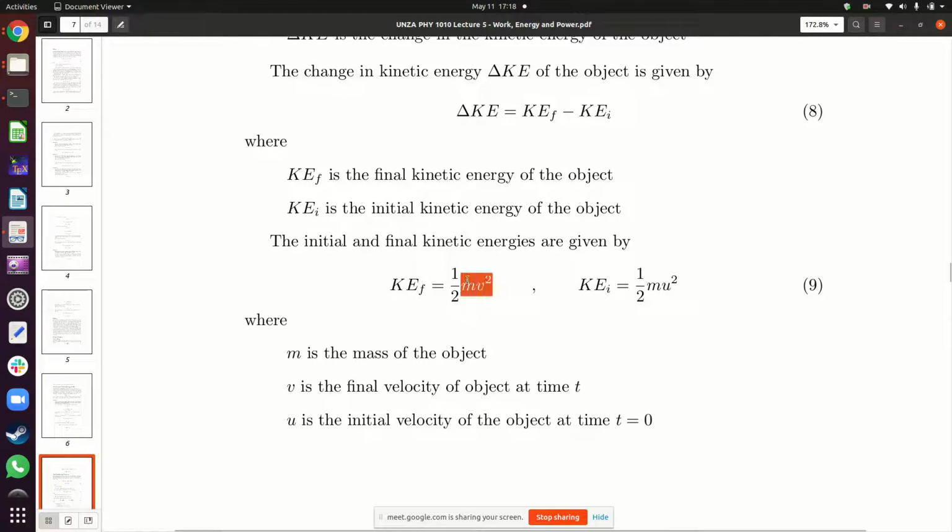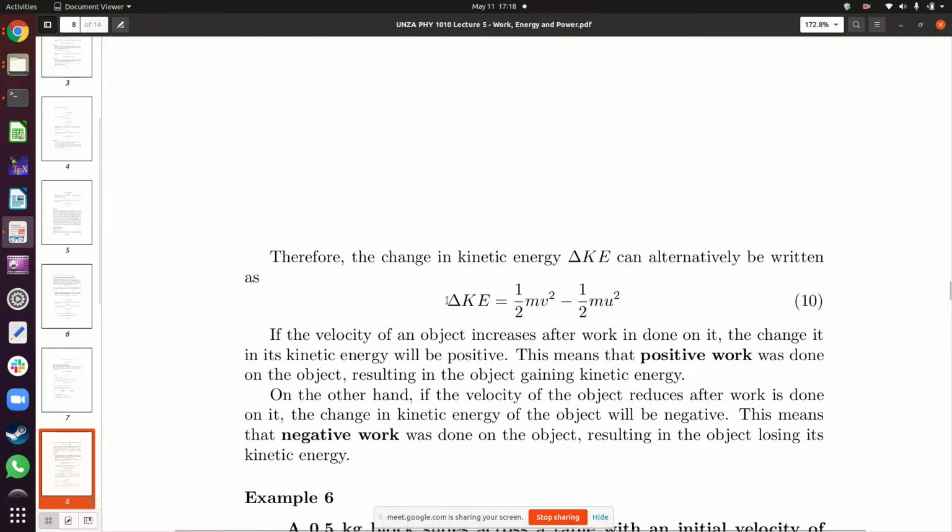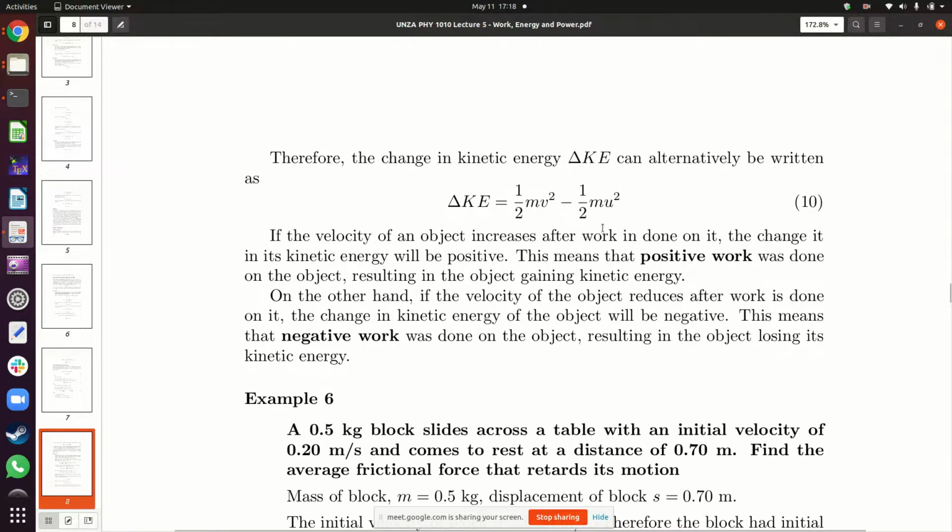So these expressions, half mv squared and half mu squared, give us the final and the initial kinetic energy. With these expressions, you can proceed to work out what your change in kinetic energy is going to be. The change in kinetic energy is going to be equal to half mv squared minus half mu squared, like that. So it depends, as you can see. If there is an increase in kinetic energy, then that tells you that the work which was done is positive. If there is no change in kinetic energy of an object, then it means that zero work was done.